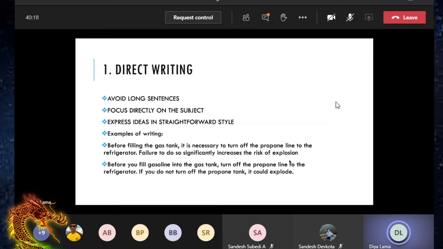So first example: before filling the gas tank, it is necessary to turn off the propane line to the refrigerator. Failure to do so significantly increases the risk of explosion. Second sentence: before you fill gasoline into the gas tank, turn off the propane line to the refrigerator. If you do not turn off the propane tank, it could explode. So what difference do you see in these two sentences? Who wants to say?